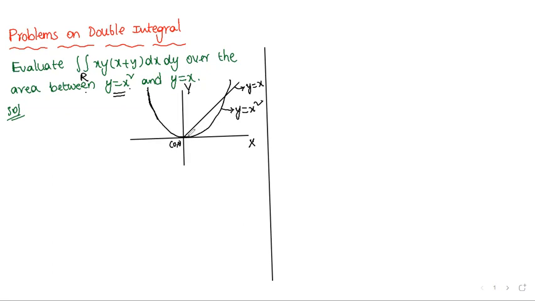So we have to find the area bounded between the two curves. For this, the two curves y is equal to x square and y is equal to x intersect at 0 comma 0. And what is this point? Take one unit distance here and one unit here. So at x is equal to 1, the point is 1 comma 1.